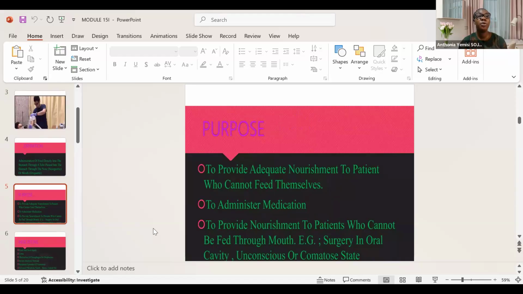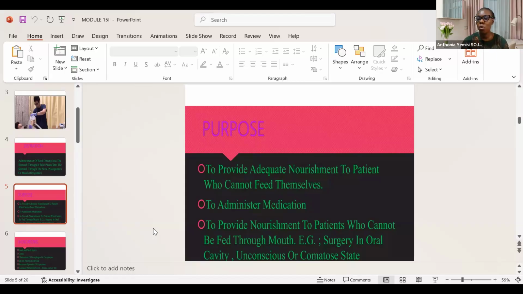What are some reasons for a patient to have nasogastric tube inserted? One, to provide adequate nutrition to patients who cannot feed themselves. You know, I said that earlier. To administer medications to those who would have problems swallowing, or to provide nourishment to patients who cannot be fed through the mouth. So persons who had oral surgery done and, you know, food is not allowed to go through that place, you can bypass that route by putting a tube through the nose down to the stomach.